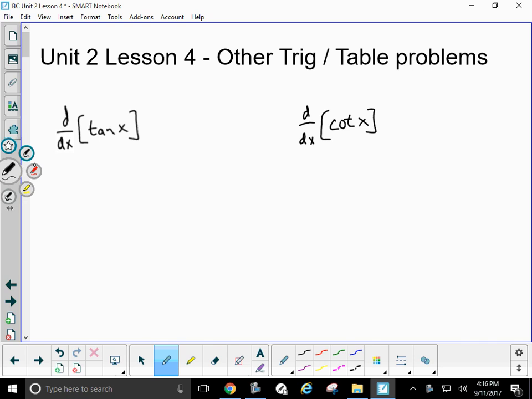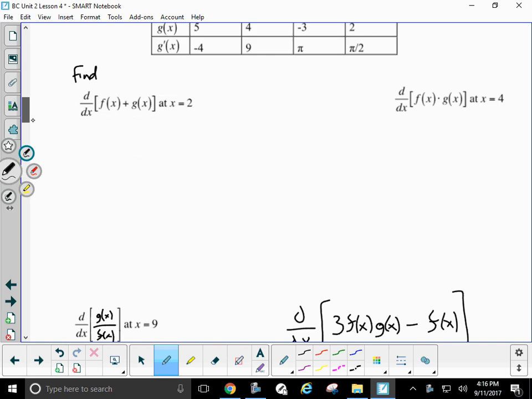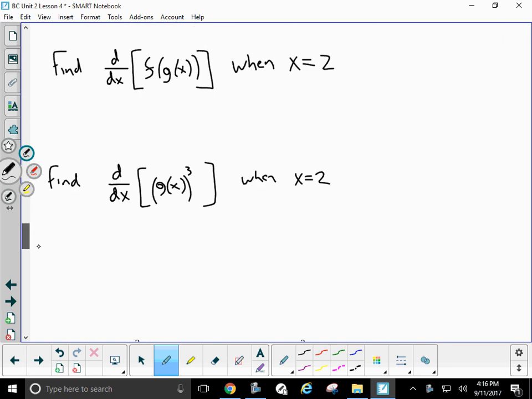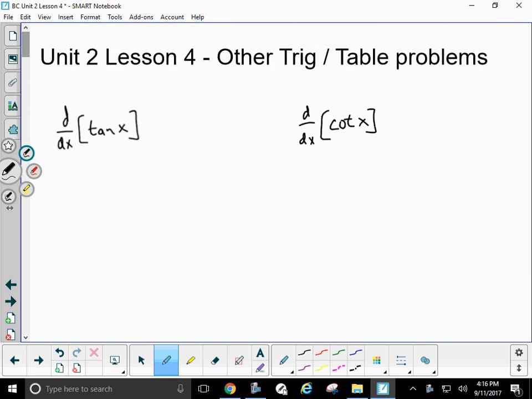All right, last lesson we are going to talk about some derivatives of other trig functions and then just apply our derivative rules in other situations to solve some tricky problems. So the derivative of tangent. We don't know what the derivative of tangent is, but we do know that we can write sine over cosine and take the derivative using the quotient rule. So let's go ahead and do that.